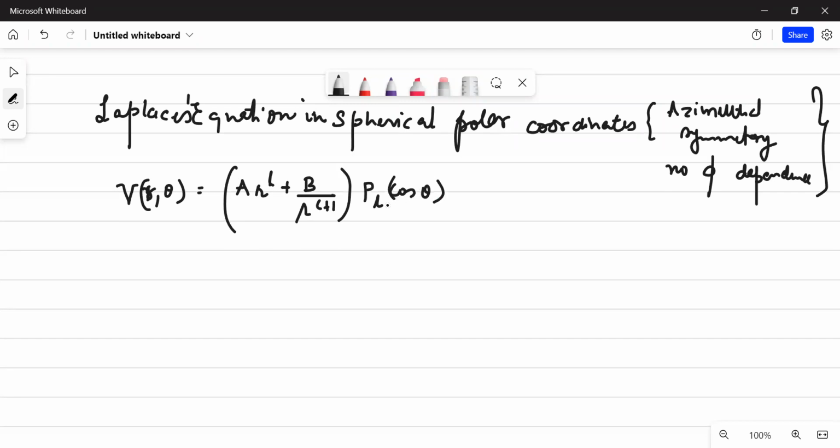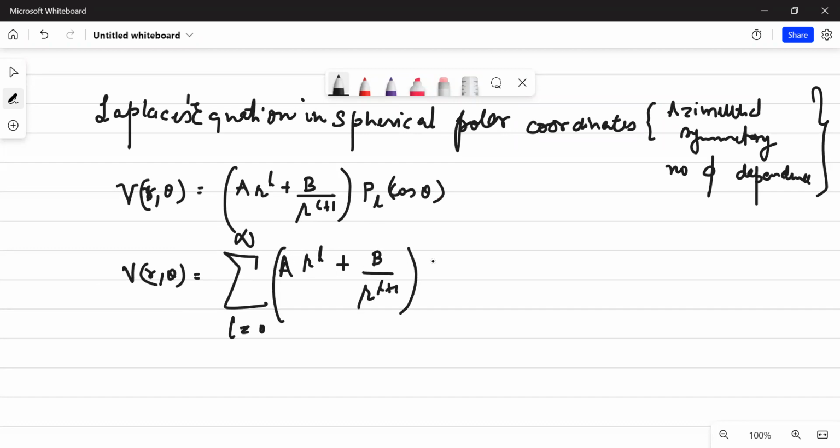And understand this L will vary. So for each of these L, there will be a solution. So what I can write is that V of r comma theta will vary from L equal to 0 to L equal to infinity, because for all possible L's you will have a solution. So what will be the total solution? The total solution will be the sum of all these solutions, that is, A r to the power L plus B upon r to the power L plus 1, into P L cos theta. This is something that you have to remember anyway. Is that clear or is that not clear?